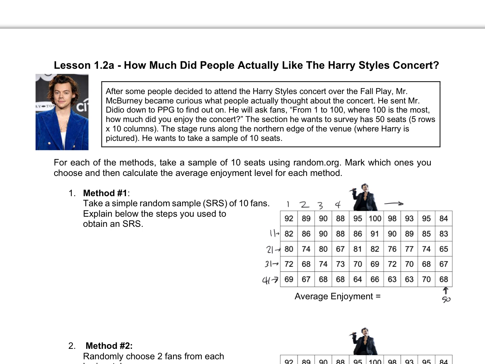Okay, 1 to 50. So for me, I'm going to highlight the ones I got. You can circle them, do what you need to do. 36. Yeah, 10. If you get a repeat, just do it again. So I got 35.